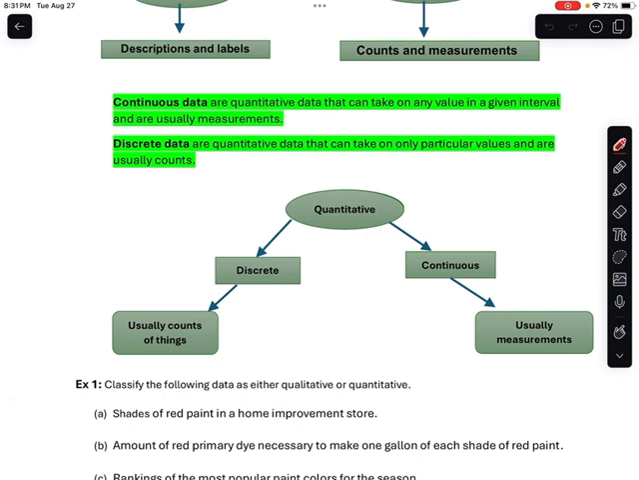The continuous data are quantitative data that can take on any value in a given interval and are usually measurements. So if the values will lie in some interval, then we say they are continuous data. Discrete data are quantitative data that can take on particular values and are usually counts.